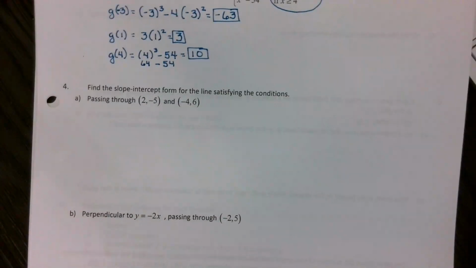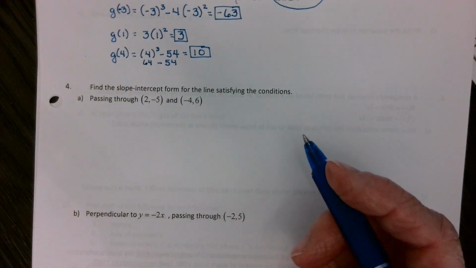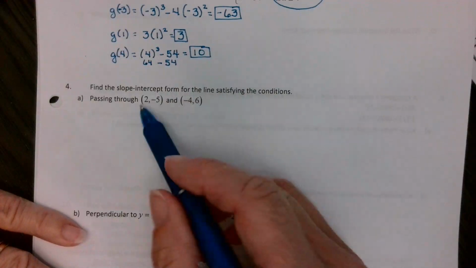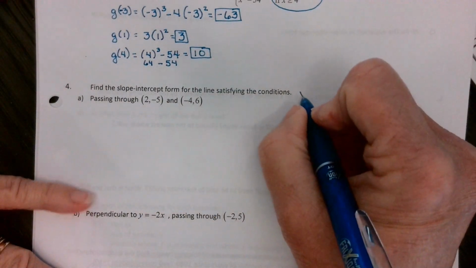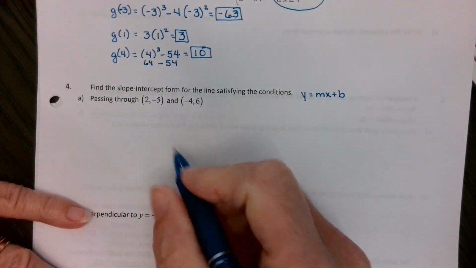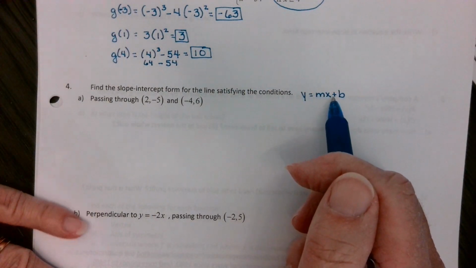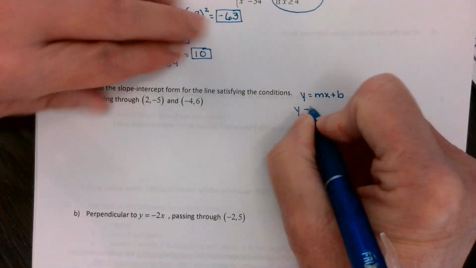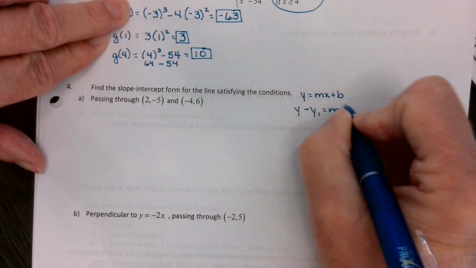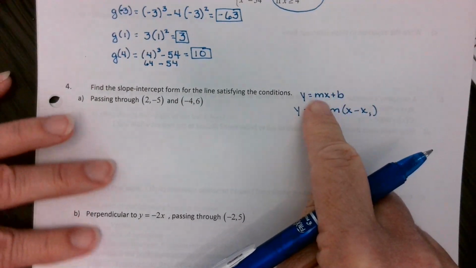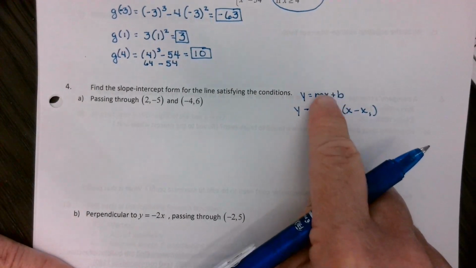4a, we're now moving into our graphing of linear functions. Find the slope-intercept form for the line satisfying conditions. Okay, so slope-intercept form is y equals mx plus b. Okay, when I taught this, you can do it either way. You can just use this alone, or you can use point slope form. Point slope form is y minus y1 equals m times x minus x1. You plug things in there and then get it in this form. I'm going to show this one first, then I'll show this one.